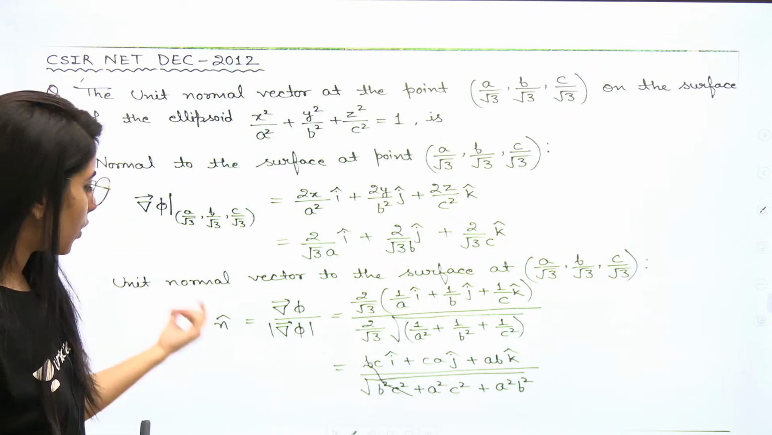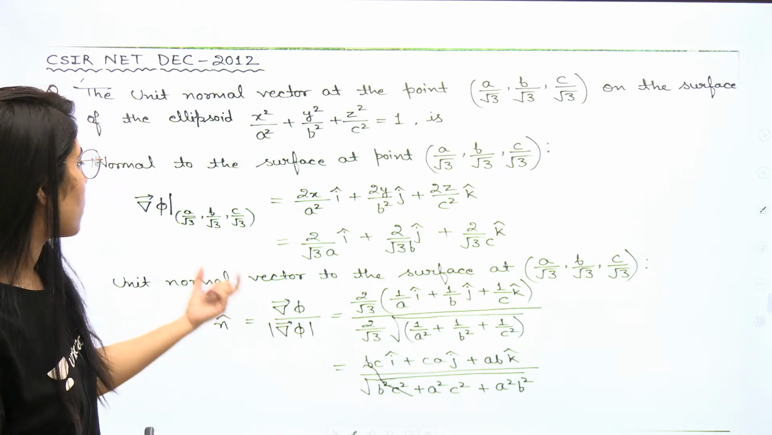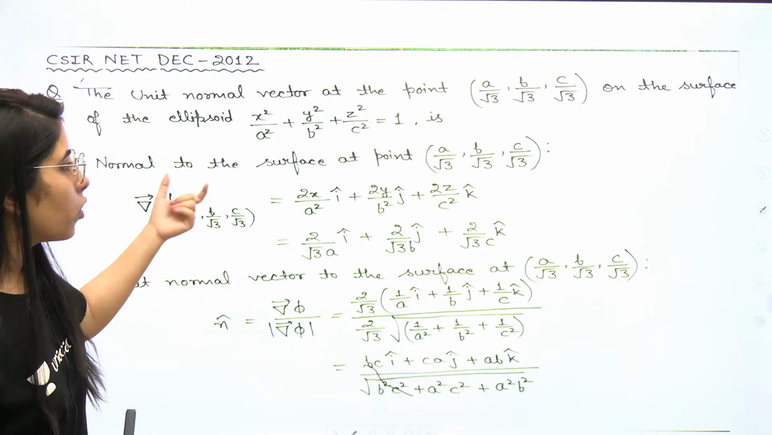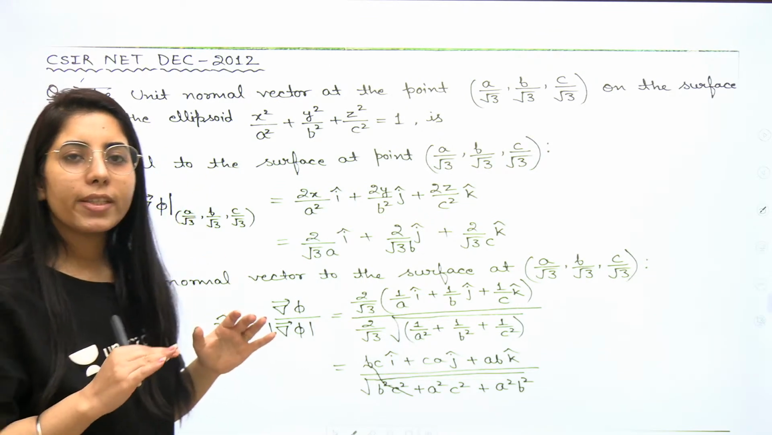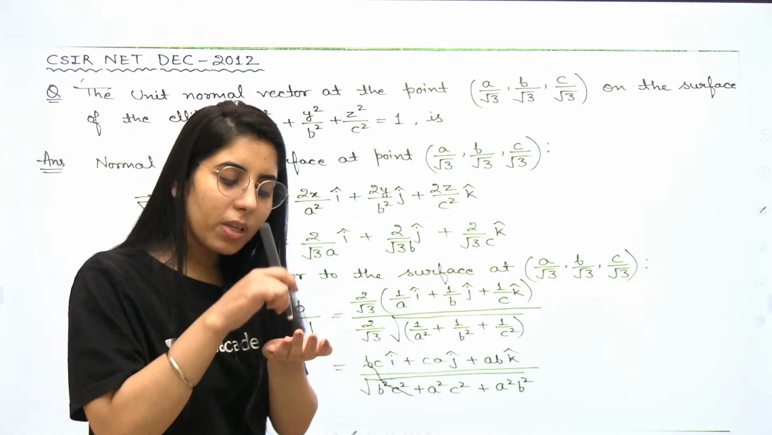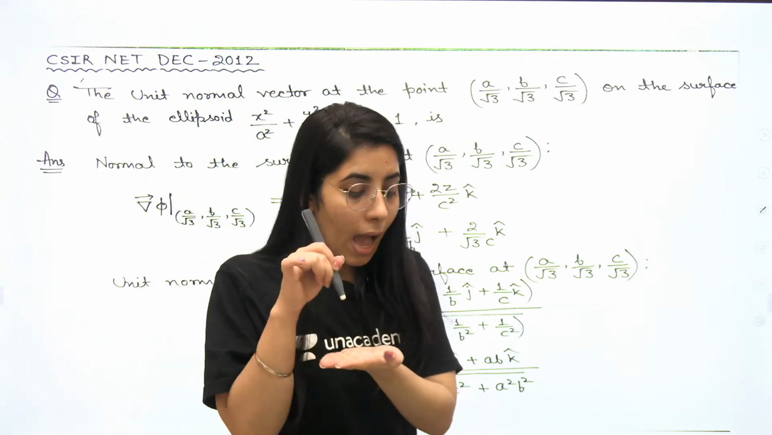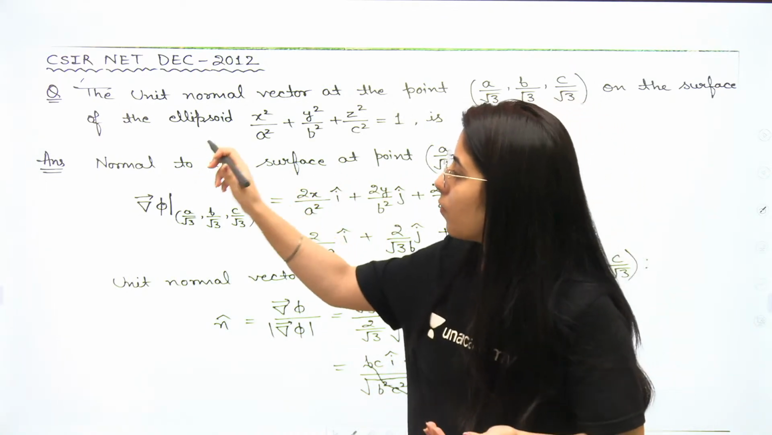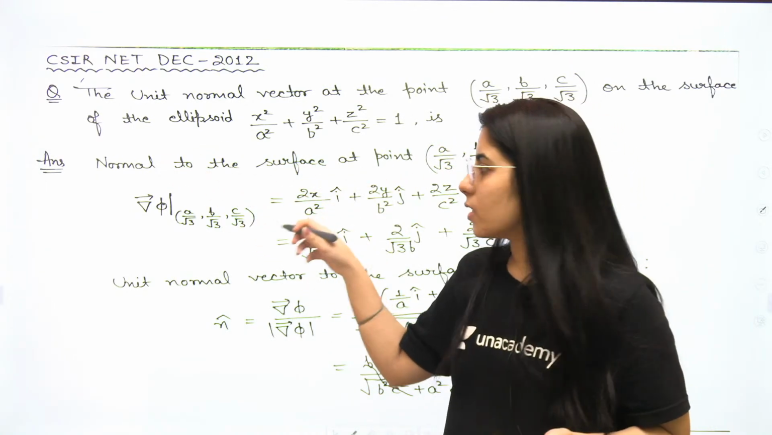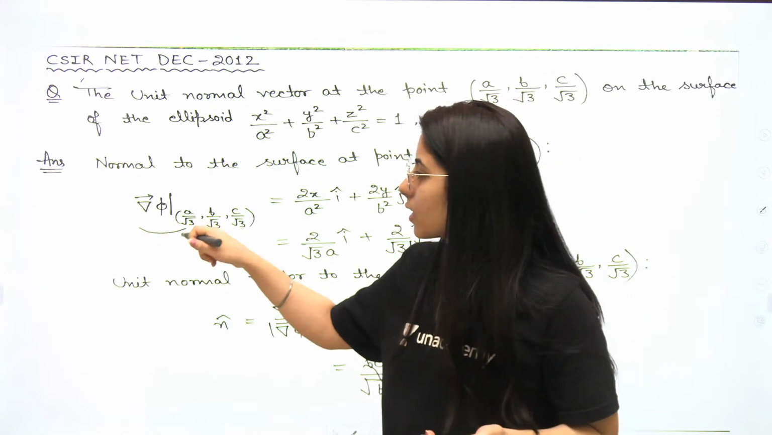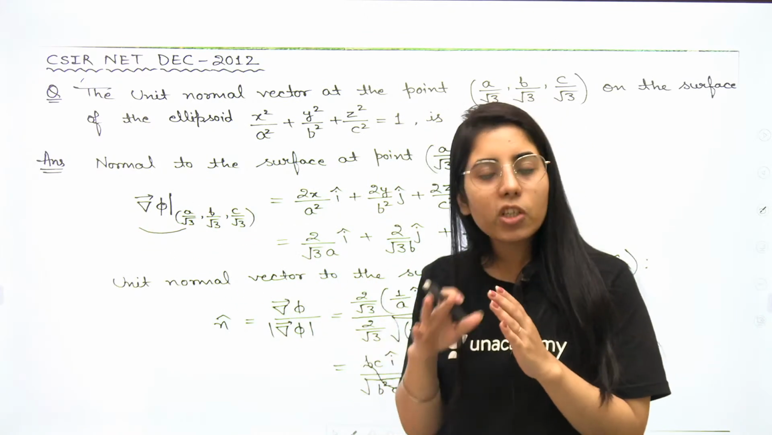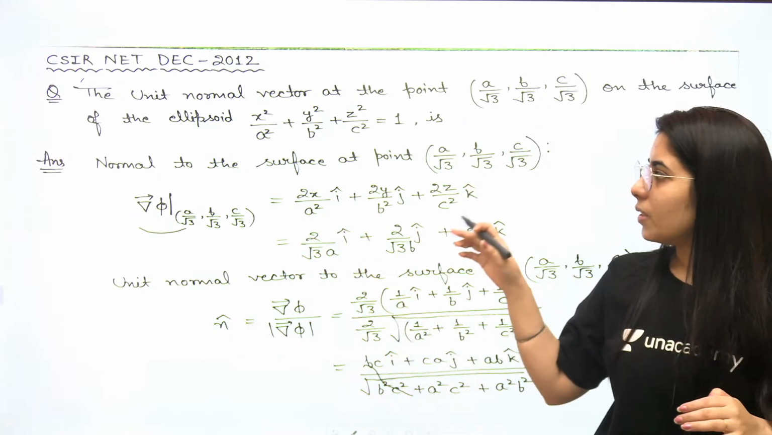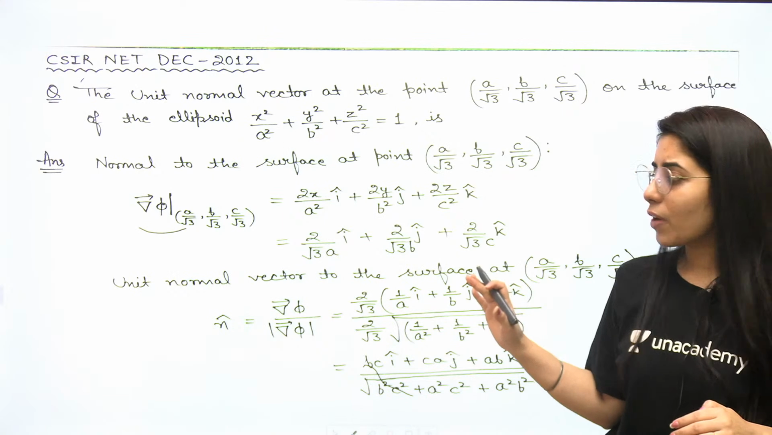You know about the unit normal vector formula. Firstly you will get the delta phi. Delta phi is going to be a vector normal to the surface. So this is the formula to find the vector normal to any given surface. You just need to take the gradient of that equation, and that's the normal to the surface vector.